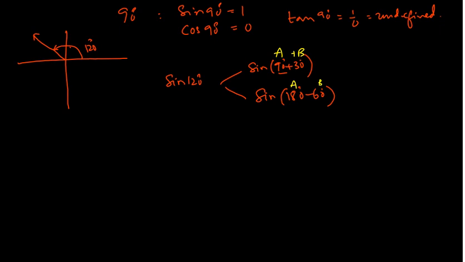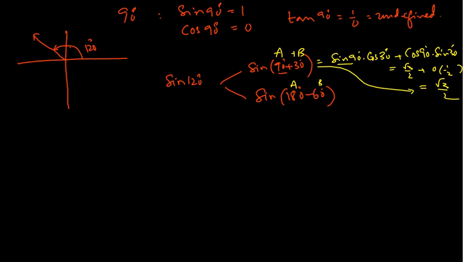Now I can apply that sine A plus B formula, which is sine 90 into cos 30 plus cos 90 into sine 30. That's the formula. When I substitute the values that I know, sine 90 is 1, cos 30 is root 3 by 2, plus cos 90 is 0. So you get a value root 3 by 2. Sine 90 plus 30 is sine A cos B and then cos A sine B.